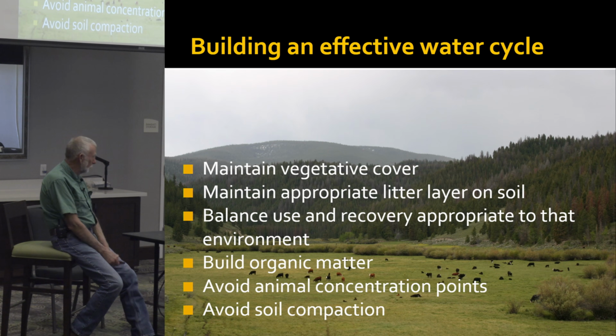Sometimes it's as little as 20 to 25 days. Sometimes it's months, 15 months. Sometimes it's a couple of years. It depends. If we are doing these things, we will build organic matter. And that is a huge, huge piece of the more effective water cycle. Avoid animal concentration points, and avoid soil compaction. That's how we build functional water cycles.